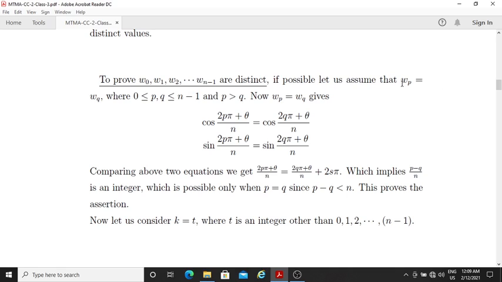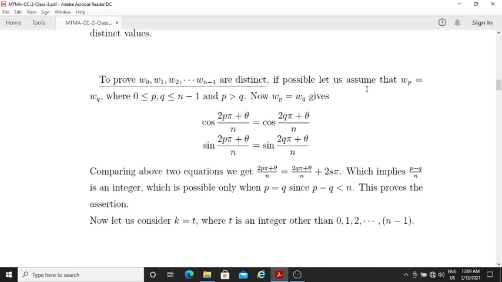Okay, so let's take two values of k. So let us, if possible, assume they are not distinct. We will prove it by the method of contradiction. You must have seen this method earlier also. In this way, to prove something, we assume the contrary of it, and finally we arrive at a contradiction to a standard fact, which eventually lets you know that whatever we assumed is actually wrong. So that proves the result.